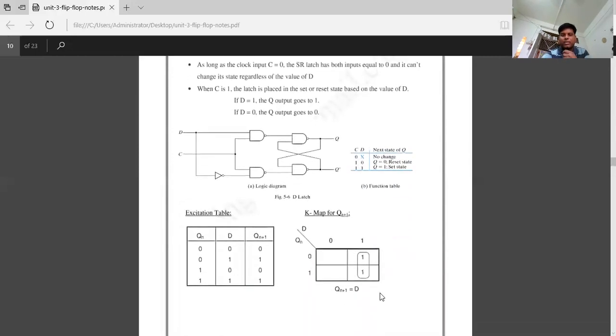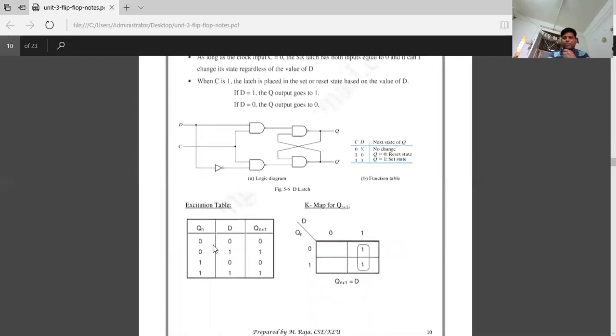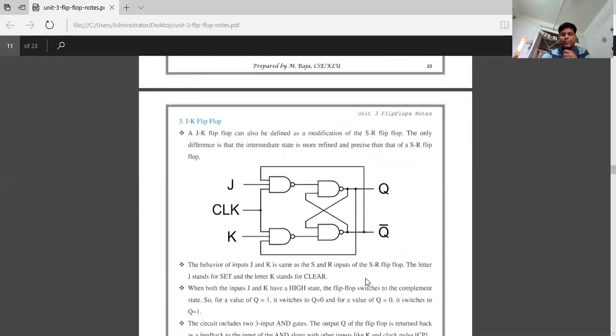So again, the excitation table is Qn, D and Qn plus 1. When D is 0, the next state is 0. When the clock pulse changes to 1 and D is 0, then 0. If D is 1, it is 1. And we have to solve the K-map. After solving this, the pair is there, and Qn plus 1 is D.